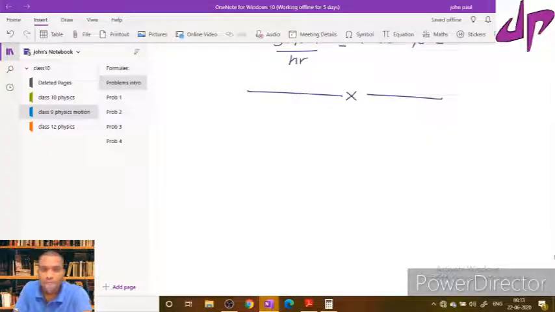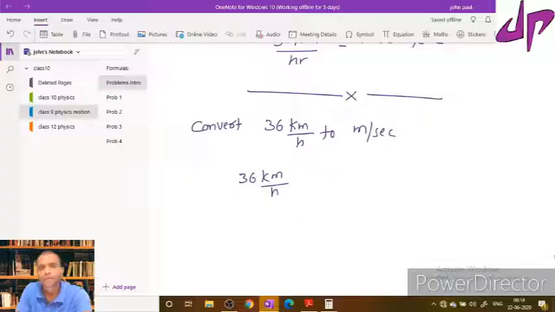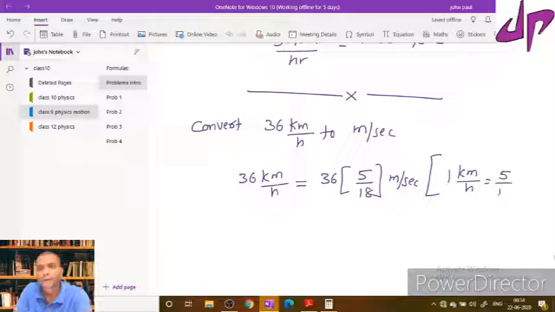Now, for practice, you can do one more conversion. Convert 36 kilometer per hour to meter per second. So what we can do? You can just multiply 36 kilometer per hour equal to 36 times 5 by 18 meter per second. Because 1 kilometer per hour equal to 5 by 18 meter per second. So this is the conversion rate.